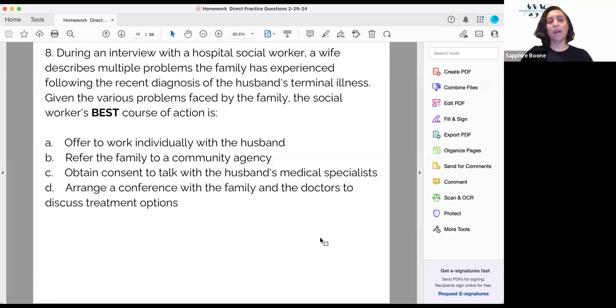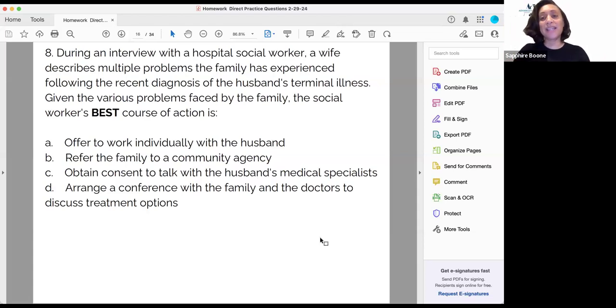What can you tell me about hospital social workers? Quick. Yes, I like that. Short term. Yeah, it is short term. D is a good option if there was something that was wrong with the treatment.